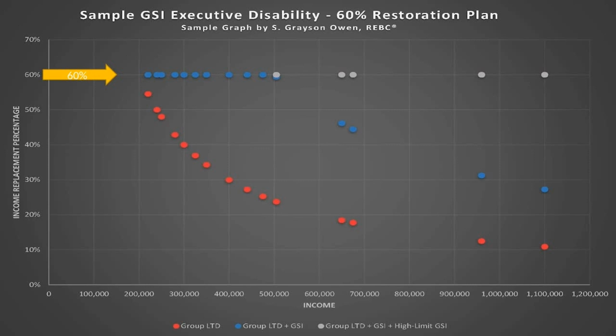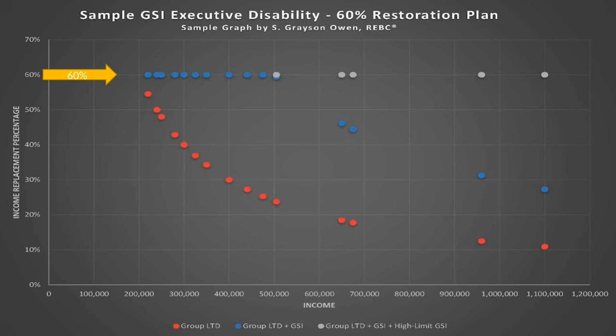The second step in the process is to implement an additional layer of disability coverage using IDI or individual disability insurance for the highly compensated executives who earn above 200K. Hopefully this can be done on a GSI or guaranteed standard issue basis. As you can see, this helps move the red dots up to the blue dots, increasing their income replacement ratio.